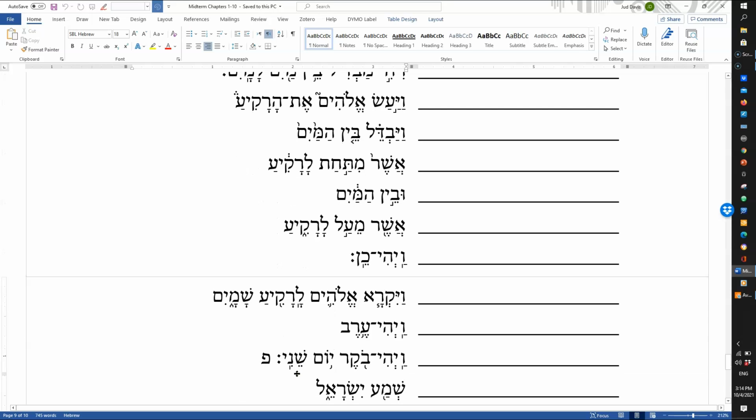between the waters which are above, which were from under to the rakia, and between the waters which were from upon to the rakia. I think that's the waters above the rakia and the water below. Vayehi khen. We had that from day one, didn't we? God said it, vayehi khen. And it was so.